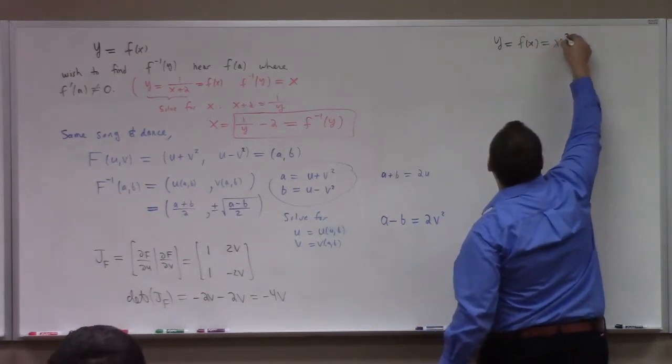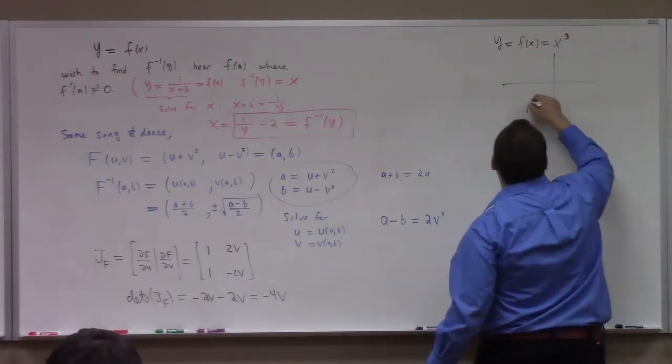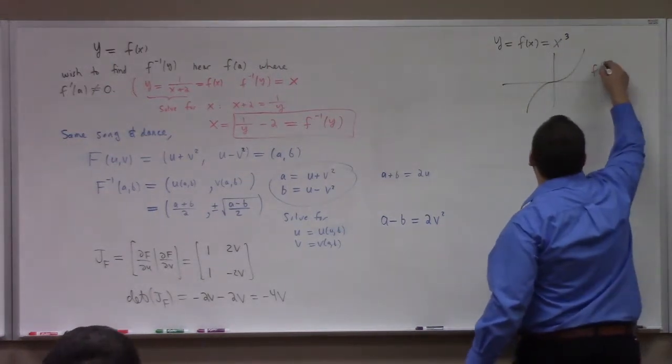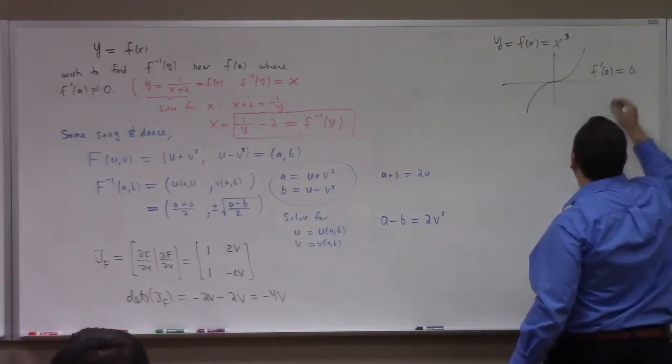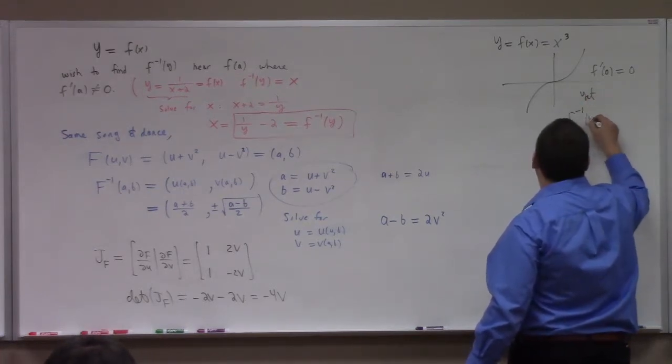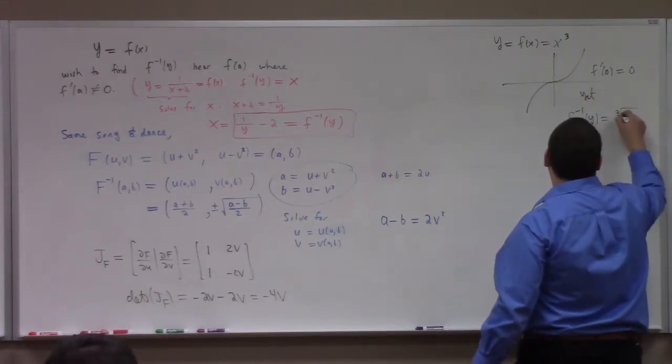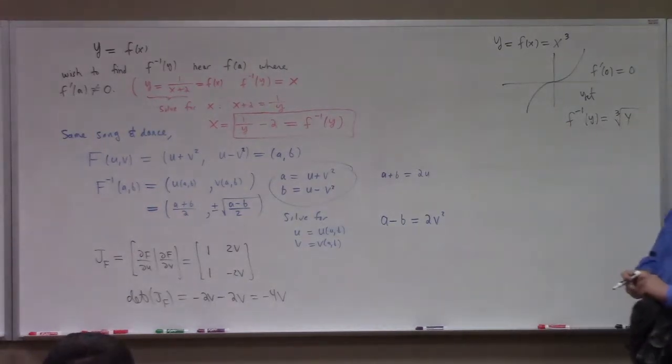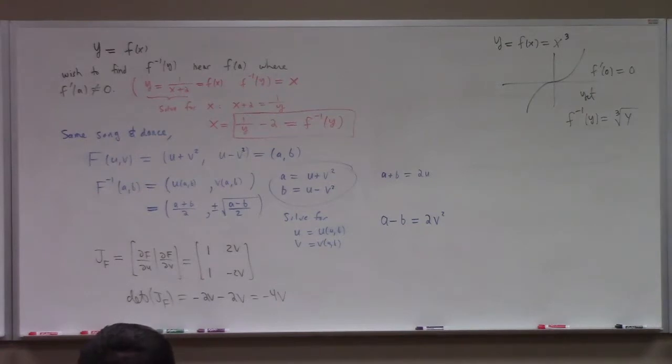So here f prime of 0 is 0, yet f inverse of y is the cube root of y. That's a global inverse despite the fact that we have 0 at that point. So a failure to meet the criteria of the inverse function theorem doesn't mean that an inverse function can't be found. It just means we don't know.